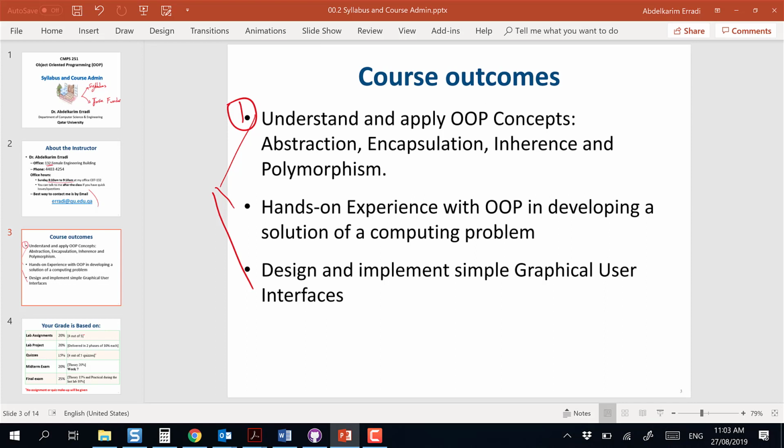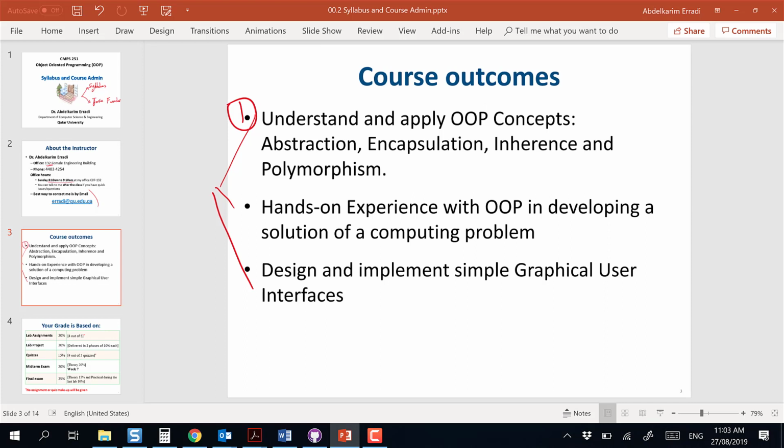Because at the end of the day, programming is one of the tools to solve problems. And you need to apply these concepts to solve computing problems. Towards the second part of the course, we will start looking into graphical user interfaces. So not just character-based, black screen-based user interface, but a more graphical, more elegant way of interacting with users. And of course, we will see how we can read and write to files and so on. Those are basically the three major outcomes of this course.